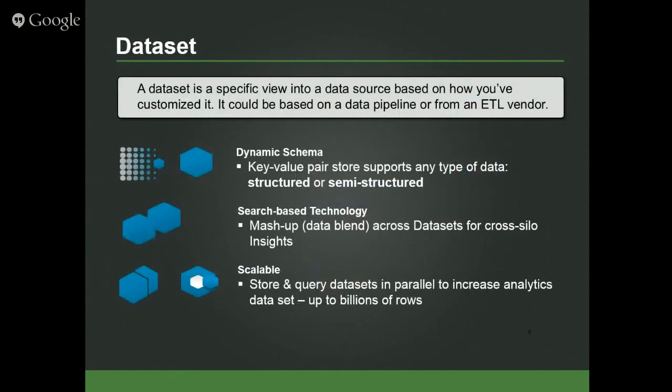So the data set in a little more detail. This is where you have those key value pairs. It's search-based technology, and it's really scalable. Everything's stored in parallel here, so you can have massively large data sets, millions or even billions of rows.